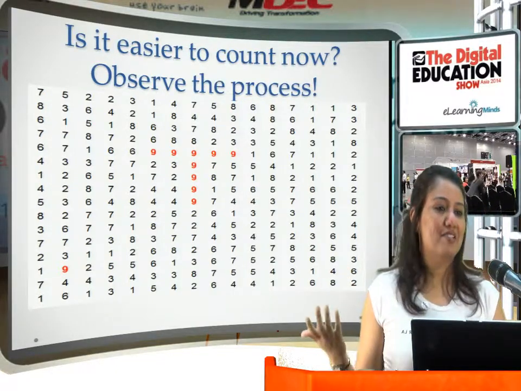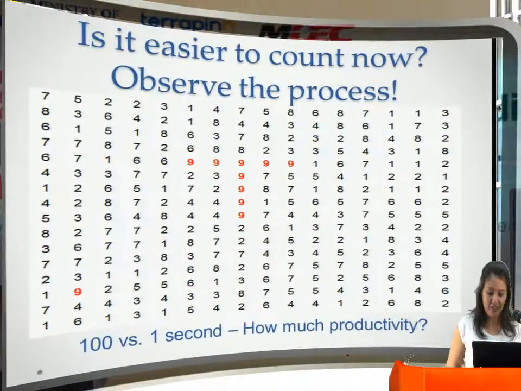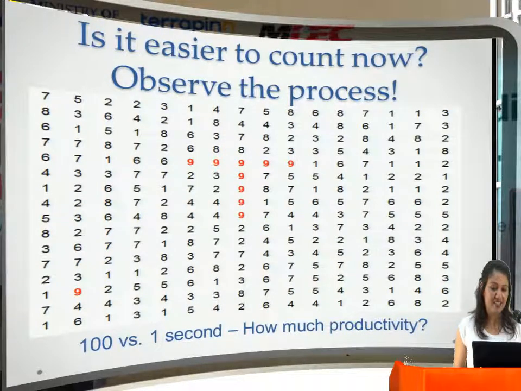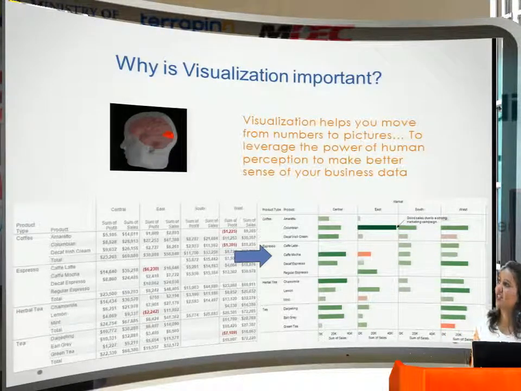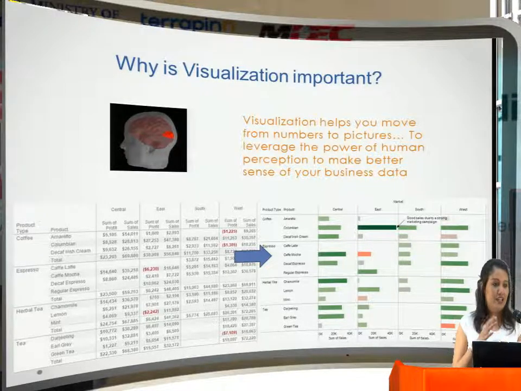Right, so this is just a very simple example of how visual analytics plays an important part in our everyday life. I have some more contests coming up, so keep a lookout. So this is the productivity improvement. This is 100 versus 1 second. So that brings me to the next topic. Why is visualization important? Visualization helps you move from numbers to pictures. To leverage the power of human perception, we have to put in some colors, some different shapes and sizes that help us look at our data in a better way.